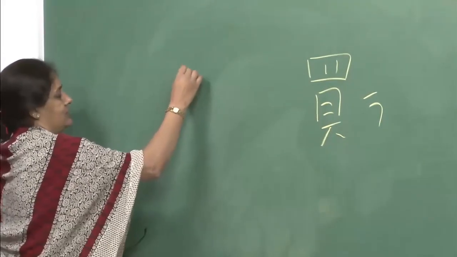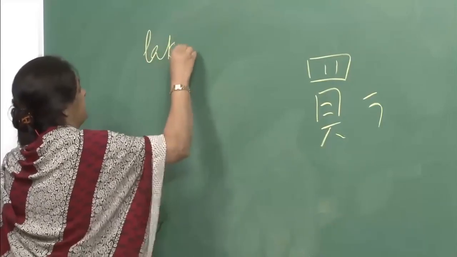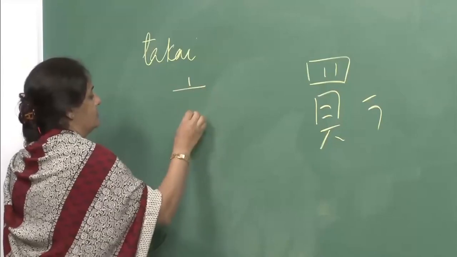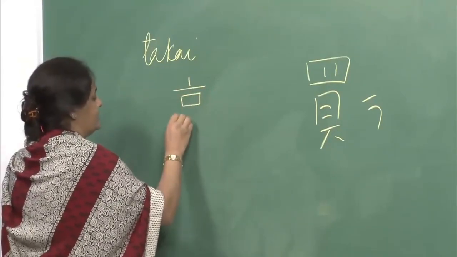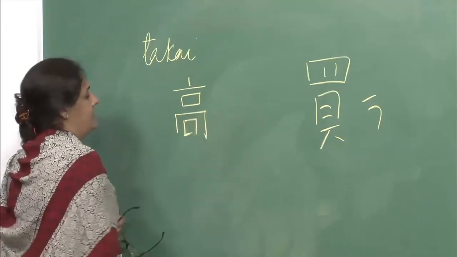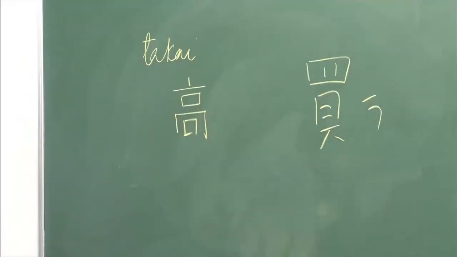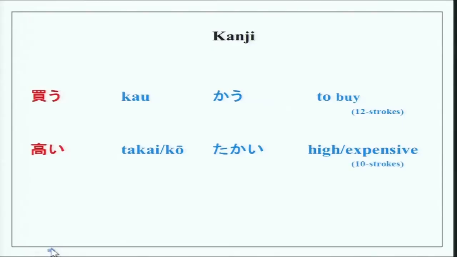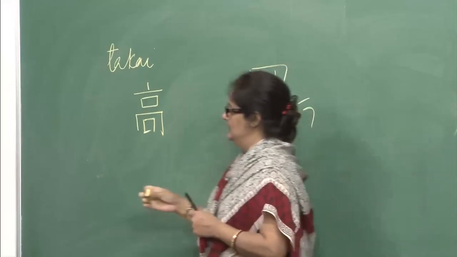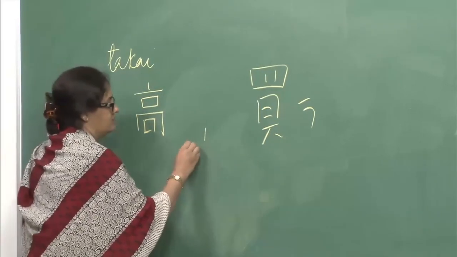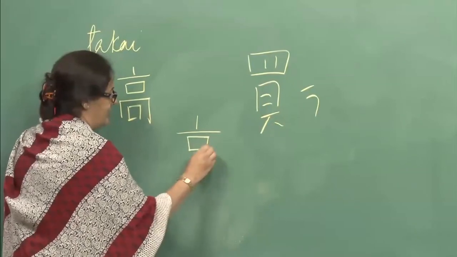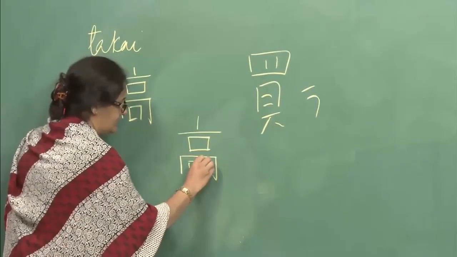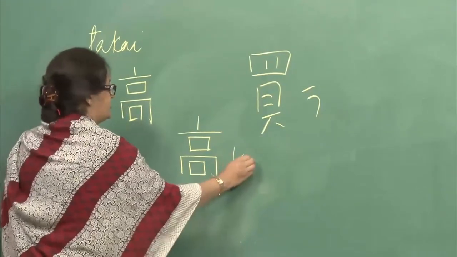The second character that we have over here is takai. 1, 2, 3, 4, 5, 6, 7, 8, 9 and 10. So, this is a 10 stroke character, you can see over here, takai. As you can see, it is 10 strokes. I will write it once again for you. Once again, 1, 2, 3, 4, 5, 6, 7, 8, 9 and 10. It is a 10 stroke character, meaning takai, meaning high, meaning expensive.